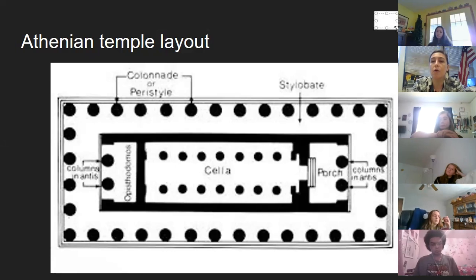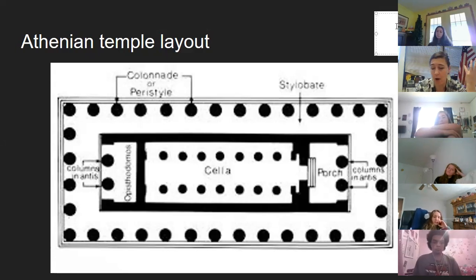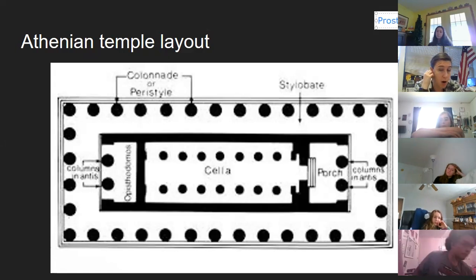So Greek temples are usually named after where the columns are. And so there's three different types of column arrangement. And the first one is peristyle. We see that a lot around here. It's really common in this kind of Federalist architecture that trickled down into common architecture. So peristyle is where you have columns just in the front of a building.